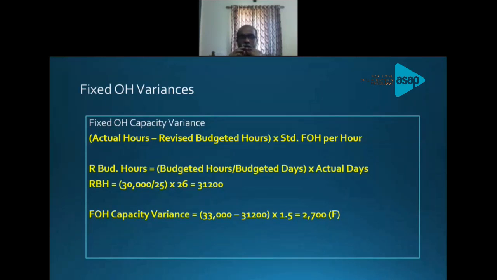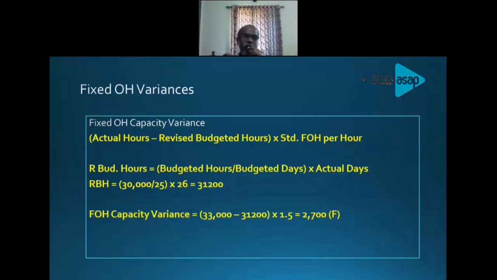We have already fixed 30,000 budgeted hours, but due to the increase in working days by 1, that is, 25 is increased to 26, naturally the budgeted hours are revised to 31,200. This is applicable only for calculating the fixed overhead capacity variance.